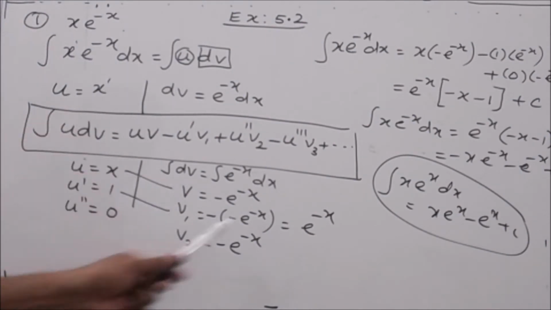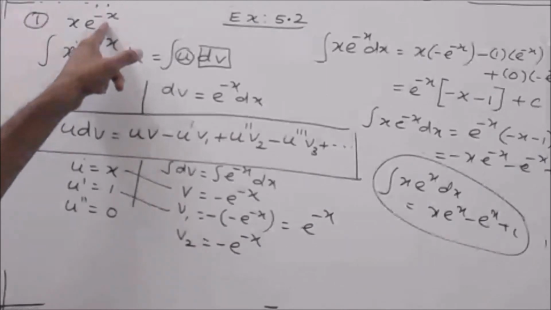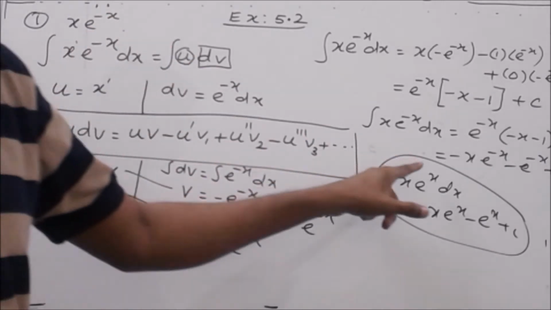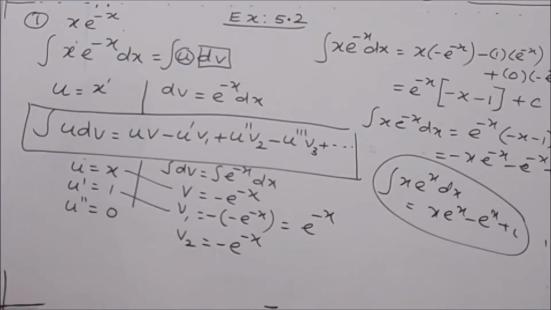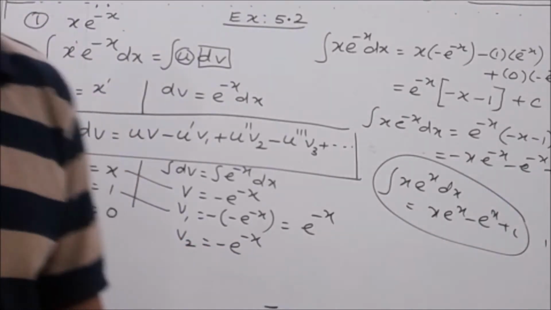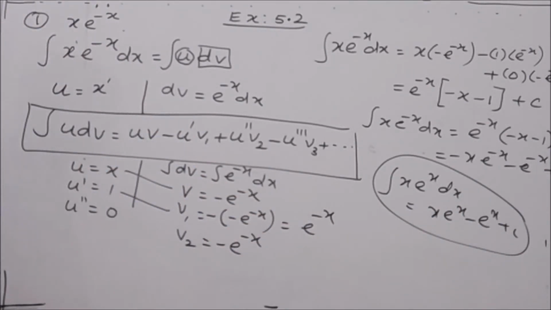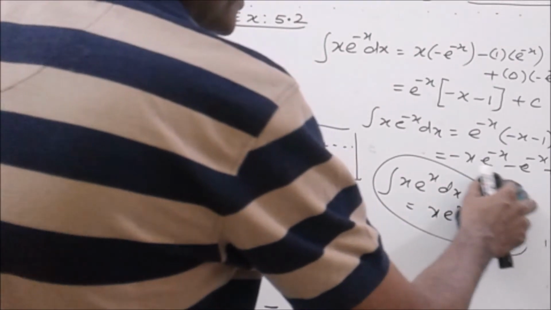So I can leave this as homework, because there is only a small variation: here it is minus x, there we have plus x, that's all. So you can easily complete the problem. The answer of x e power x dx will be equal to x e power x minus e power x plus c. Leave it as homework. That is example 1.